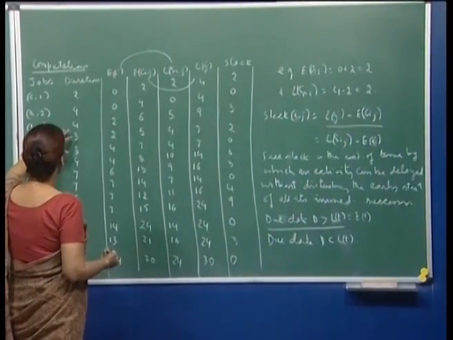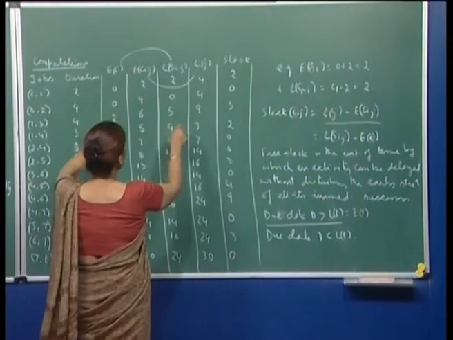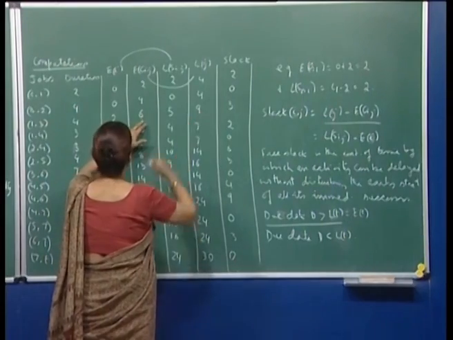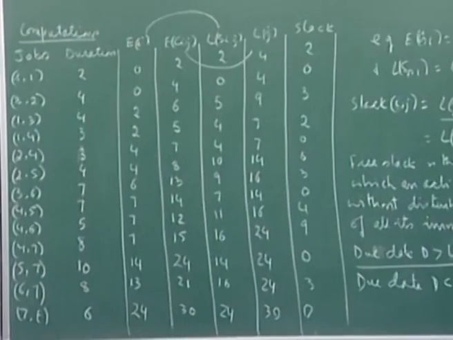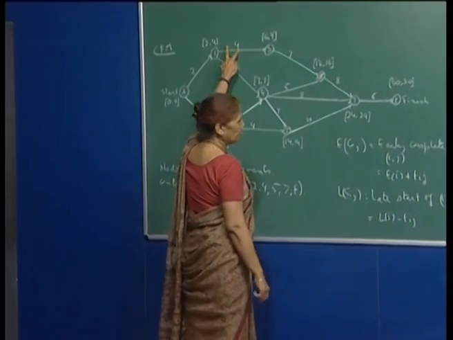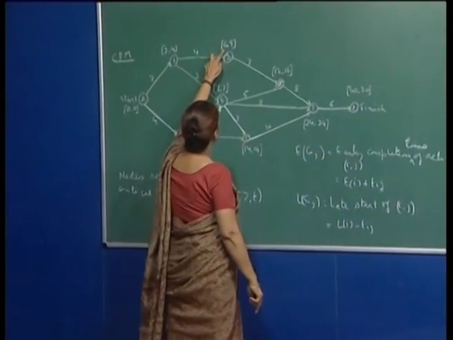For example, if you want to look at 1-3, this difference is 3 and this difference is also 3, right. And you want to look at the early start for activity 1-3. We said that early start plus duration, which is 6. So, that is 6.